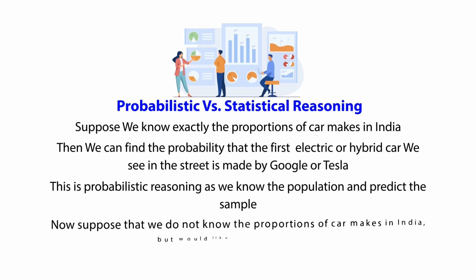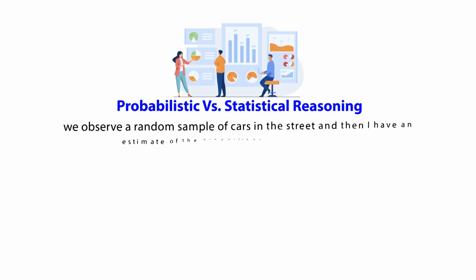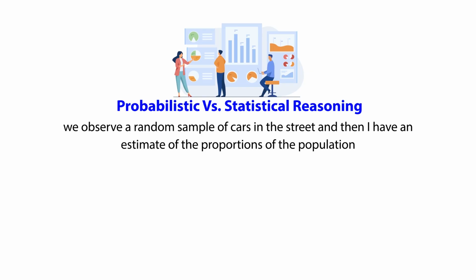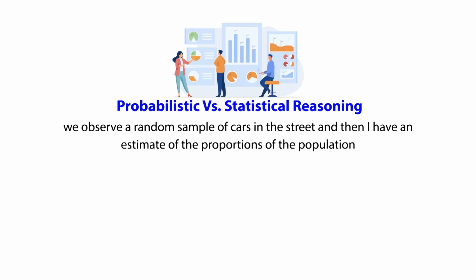Now suppose that we do not know the proportion of car makes in India but would like to estimate them. So we observe a random sample of cars in the street, and then we have an estimate of the proportions of the population. This is called statistical reasoning.